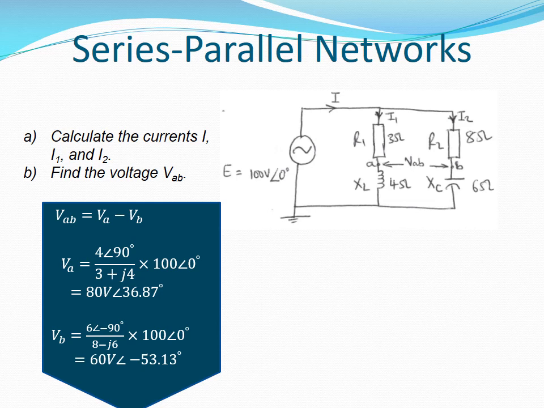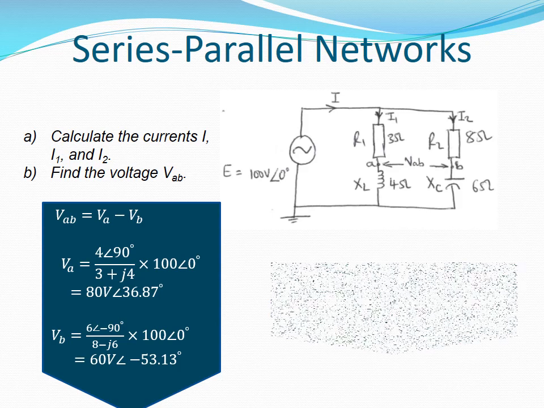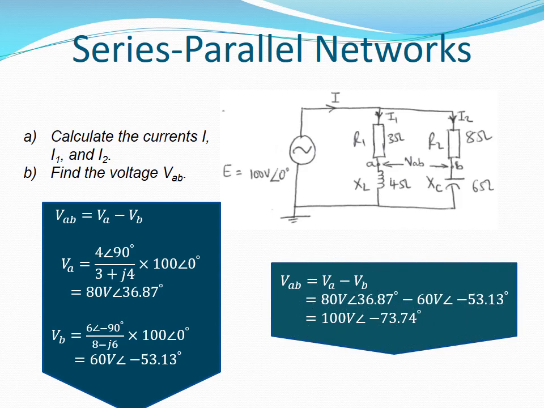VA works out as 80 volts at 36.87 degrees. VB works out as 60 volts at minus 53.13 degrees. Therefore, VAB equals VA minus VB, which is equal to 100 volts at minus 73.74 degrees.